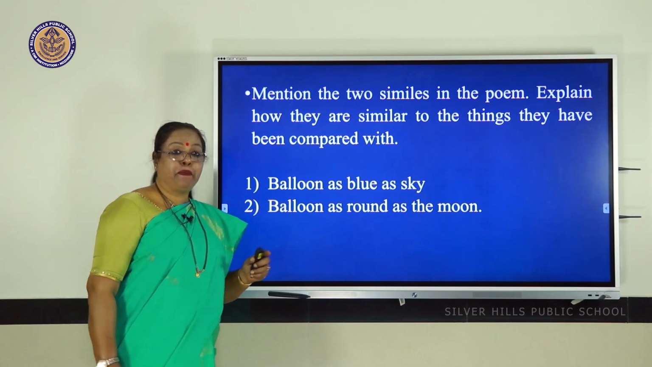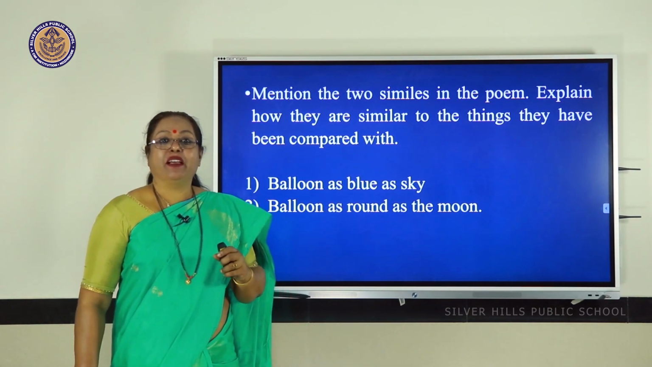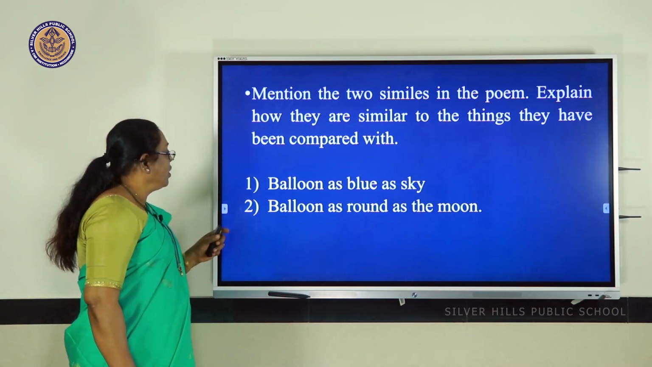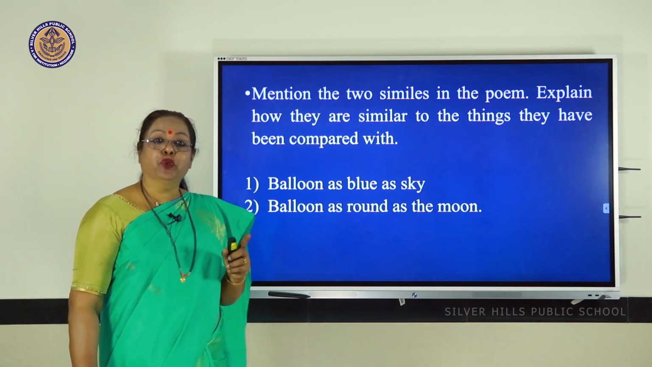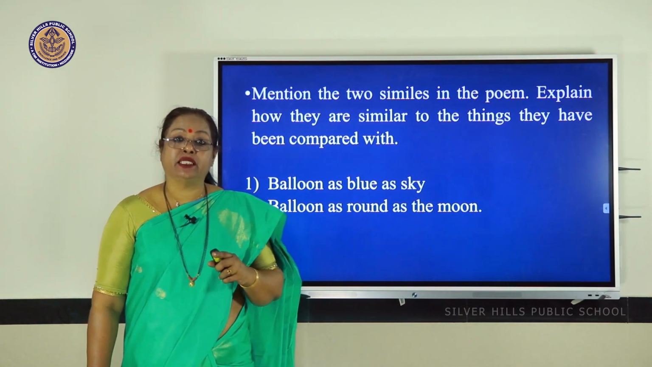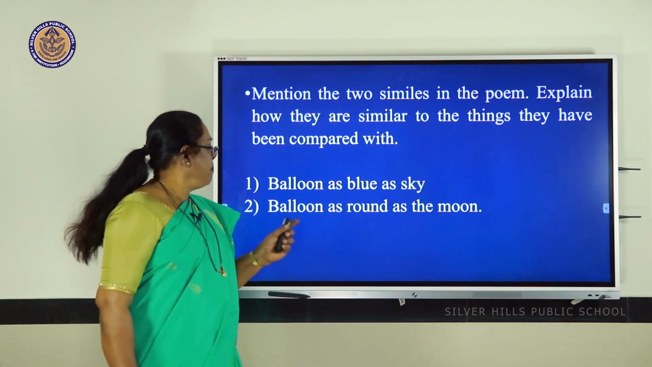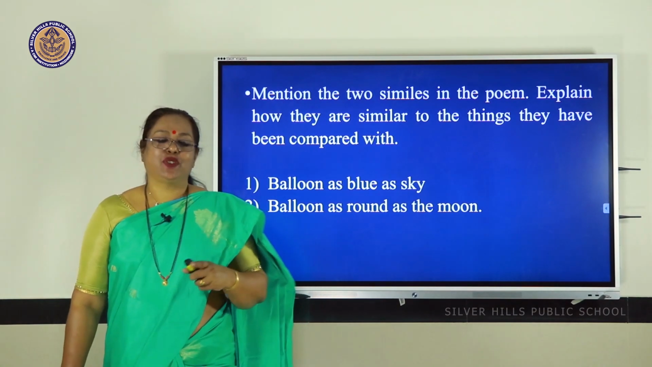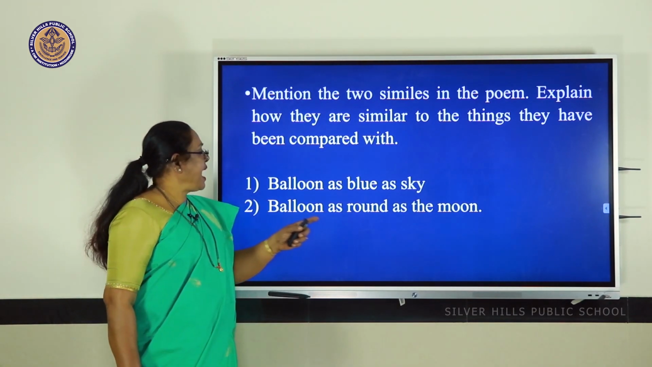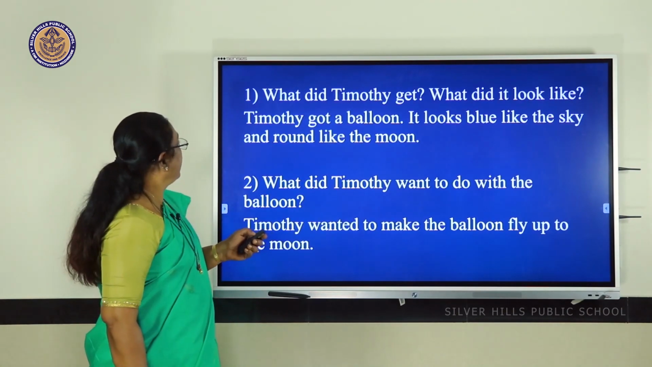In the first example, what is common? The common thing here is blue. The color blue is common. Now let us go to the second one. Balloon as round as the moon. Balloon is round, moon is round. So what is common here? Round. The shape is common to both. So, as round as the moon. These are the examples we have.